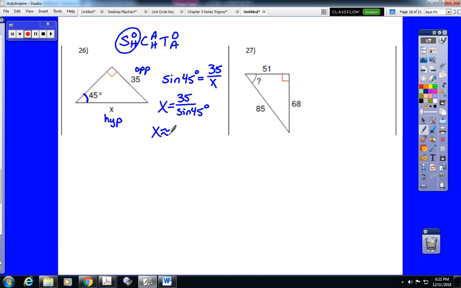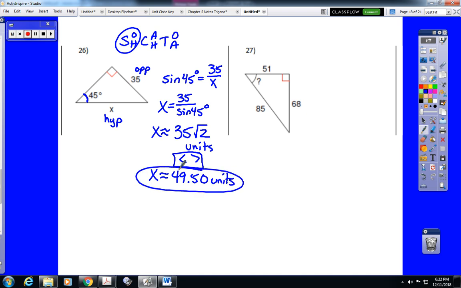We're going to feed that to the calculator. 35 divided by the sine of 45 degrees. Now what it's going to do is it's going to print out an exact value of 35 root 2 units. Feel free to give me that. That's fine. Or convert it and give me the decimal. It doesn't matter which one you give me. I will give you points for either one. 35 root 2 is approximately 49.5 units.